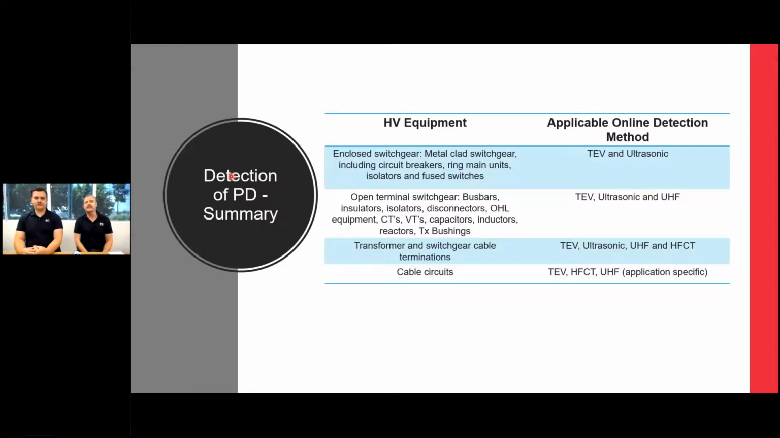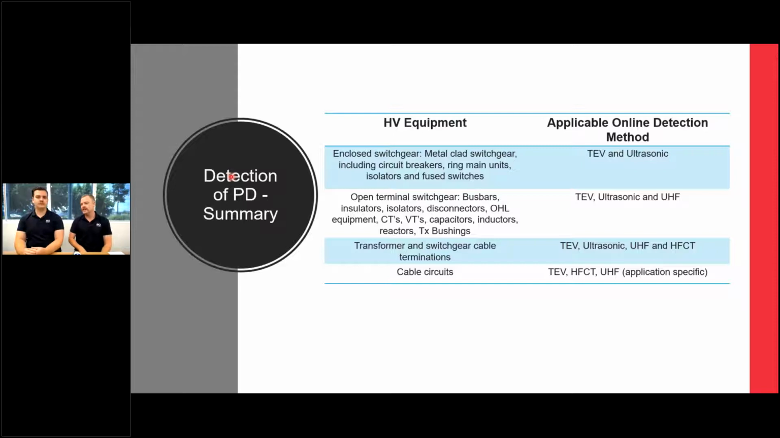Now, when we go outside into the outdoor yards and when we're looking out in the streets where you've got overhead assets, out in switch yards, or where you've got ring main units where you can see all the exposed high voltage equipment. Again, TEV and ultrasonic are very, very good, but we can also use the UHF antennas to detect for PD at those locations.